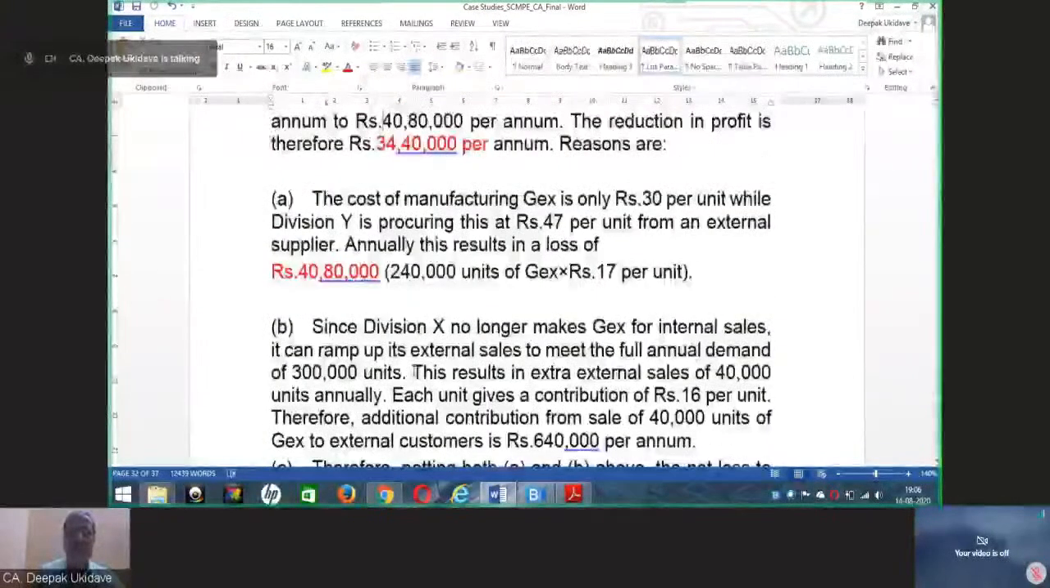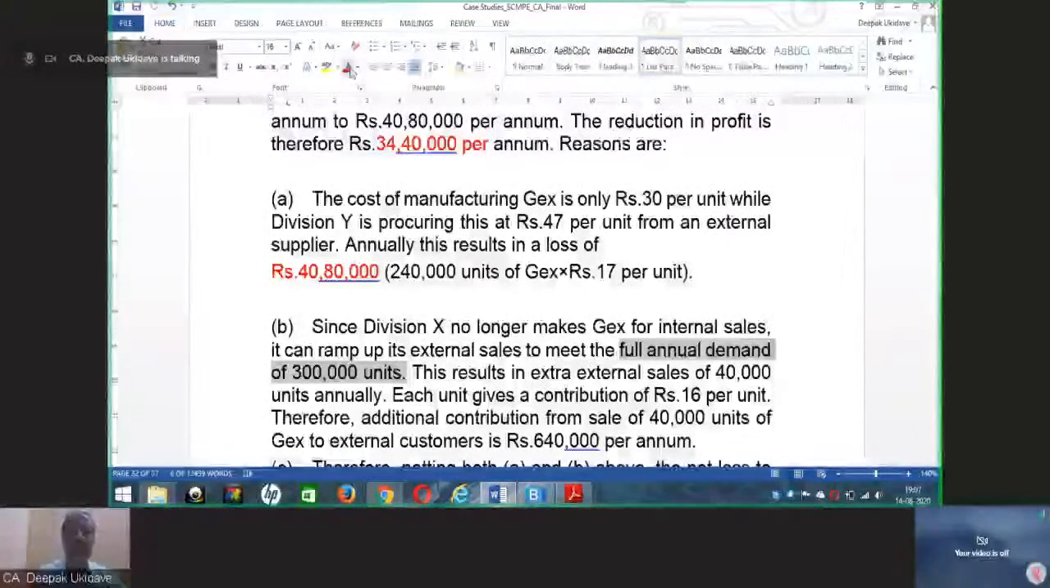You can see this. A loss of 40,80,000 has actually occurred, but that loss reduced a little, because now to that extent there is also a profit from sale to the external customer. Division X no longer makes sales for internal use, so it can ramp up. Ramp up means increase its external sales to meet the full annual demand of 3 lakh units. This is the point I am highlighting. Now you can cater to the external market at the full annual demand of 3 lakh units.